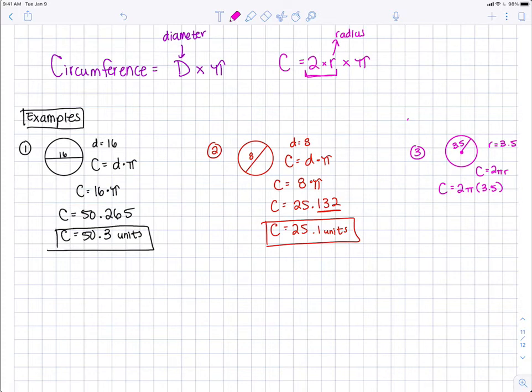All right, so we type this into our calculator using the pi button, right? So you're going to do 2 times pi multiplied by 3.5. And the value that I got was 21.991, rounding to the nearest tenth. So it looks like actually my rounded answer is going to be 22 units here. The circumference is 22 units.